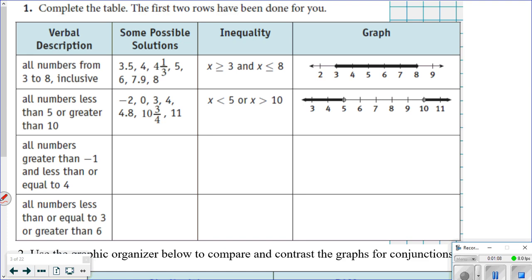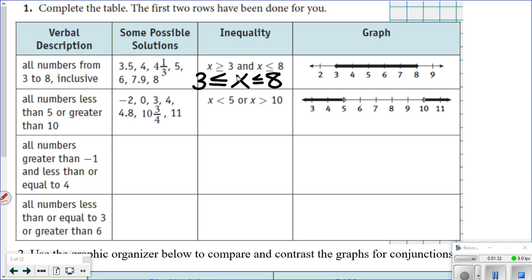This inequality could also be written a different way as one big compound inequality. So I'm going to put x in the middle. X had to be greater than or equal to 3 and less than or equal to 8. So we can write it as one inequality.